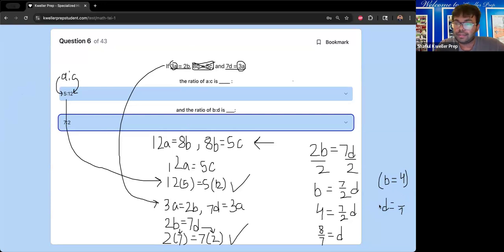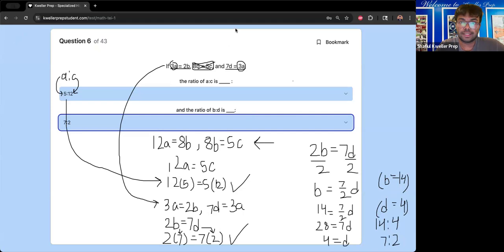Another number that we can try, let's try an easier number, 14. But I just realized that might be easier. 14 is equal to 7 over 2 d. Multiply 2 on both sides, we get 28 is equal to 7d. Divide by 7, 4 is equal to d. So when b is equal to 14, d is equal to 4. Now tell me the ratio of both of these numbers, the ratio of b to d. B is 14 and d is 4. Simplify this ratio, it's just going to be 7 to 2. Does this make sense for anyone who doesn't get this? Hopefully this makes sense.